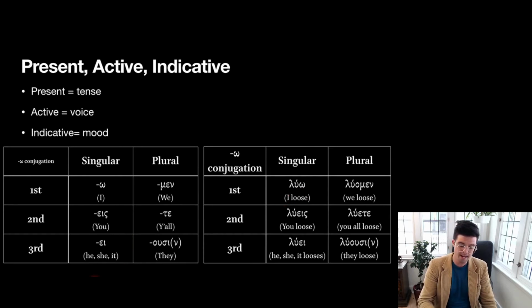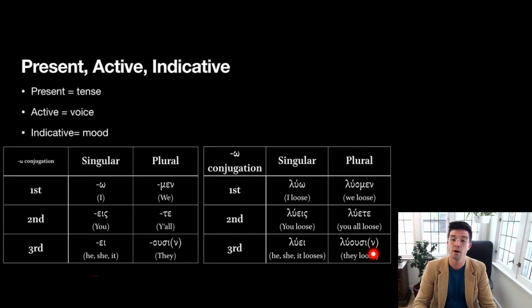And then these different endings that indicate the different persons and numbers are added on to the stem, or they're replaced here. We take off that omega to make the full verb. Luo, lueis, lueі, luomen, lueте, luousi. And you'll see here this nu is in parentheses. The reason for that is it's called a movable nu. It will be there sometimes and it will not be there other times.